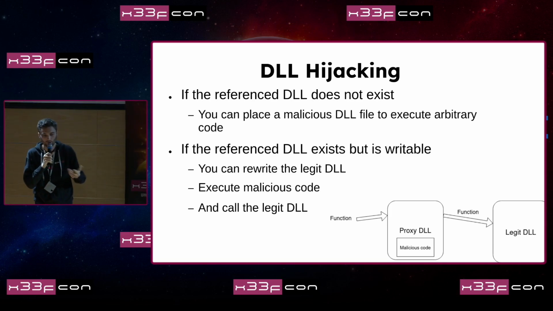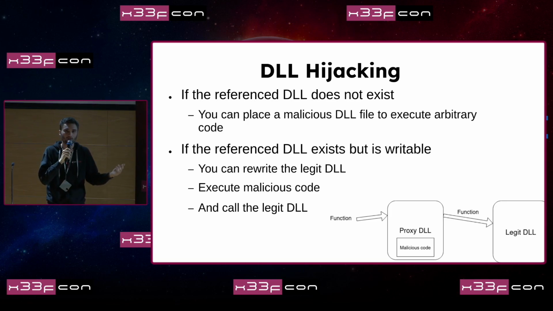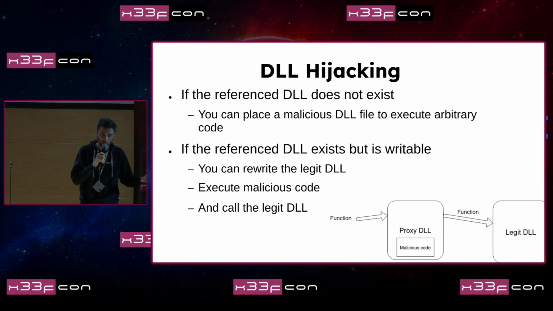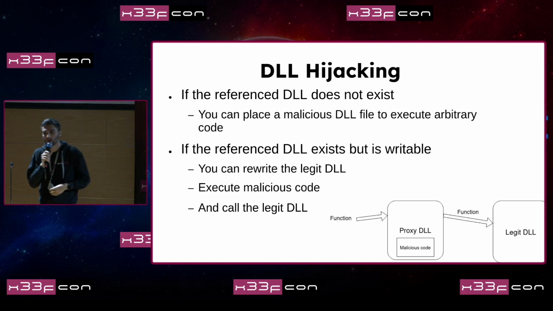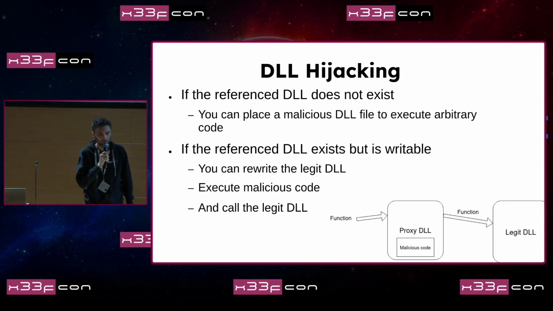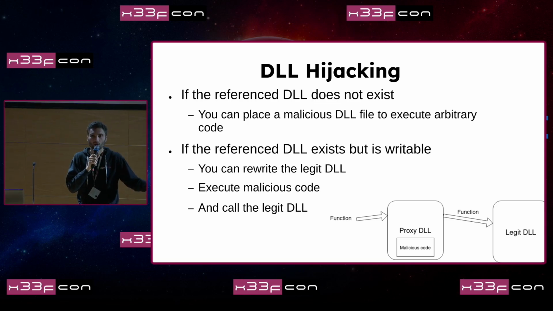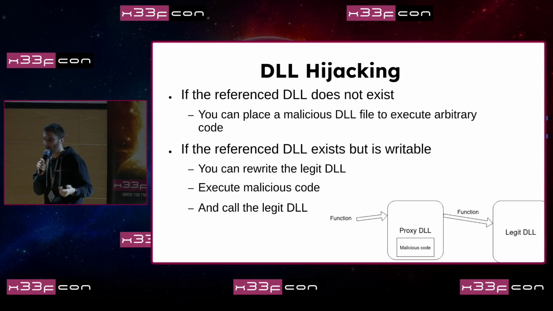So DLL hijacking, how does it work? It's the second part of the tool. If the referenced DLL does not exist on the file system and the program calls it, you can just place a malicious DLL file to execute arbitrary code. So it's the simplest DLL hijacking that you can do. And the second one is if the referenced DLL exists, but it's writable. Imagine in OneDrive, for example, you have DLLs that are user writable. You don't need admin rights, and you can just rewrite the legit DLL and execute malicious code. But it breaks the application. So in order to make it work, you just proxy the legit function. You call the malicious DLL that proxies to the legit DLL, and then the application doesn't break.